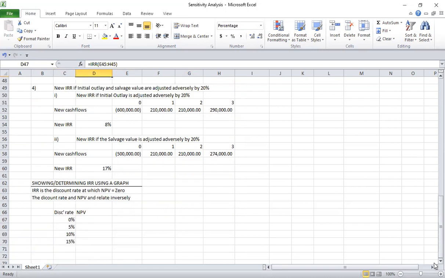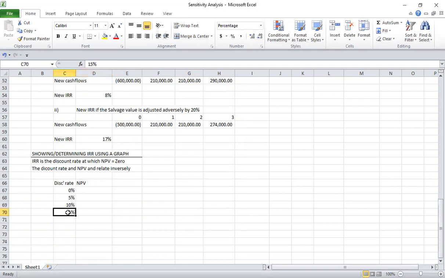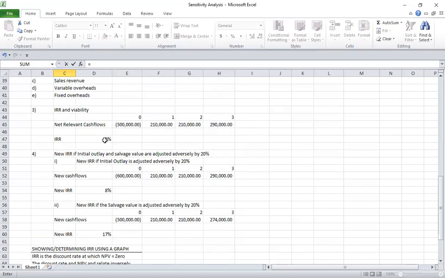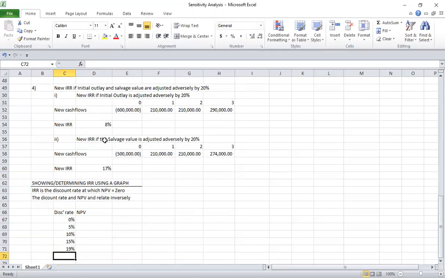Remember, it was 19%. So after 15%, if I increase by 5%, I'll go to 20. But because we know that our NPV is 0 at that internal rate of return, I'll say that the next percentage is equal to the IRR, which we had before. So that's 19%. But obviously, I know it's not 19%, it must be 18 point something. That's why I am copying directly.